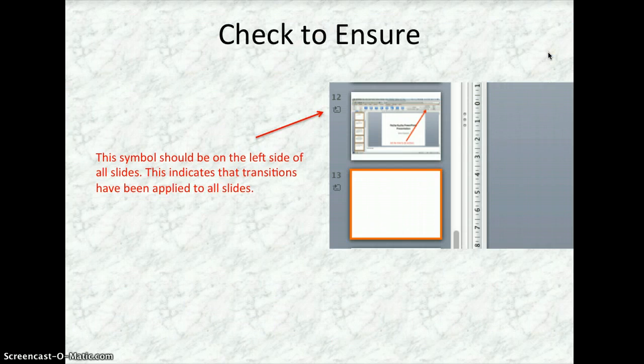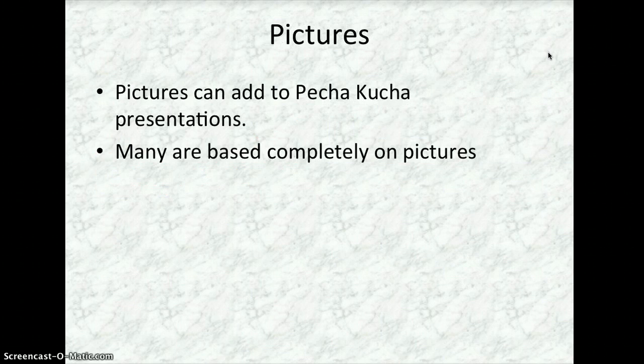To ensure that your transitions are set up properly, you should see the little symbol on the left side of all slides. This indicates that all the transitions have been applied to all the slides. And that is the square box with the little arrow in it. That indicates there's transitions applied.